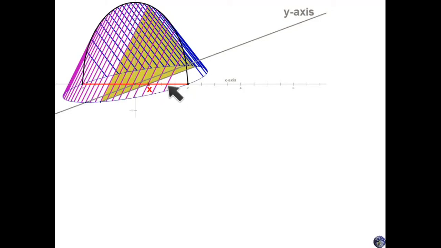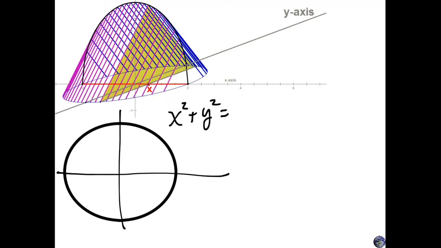Alright, so our plan is to find the volume of this crazy shape. Remember, we've got a circle of radius 2 right here, and perpendicular to the x-axis and sticking out of the plane are these equilateral triangles. Our goal is to add up all the areas of these triangles, and that would give us the volume. So let's begin by drawing ourselves a circle. I'm looking at it from the top down.